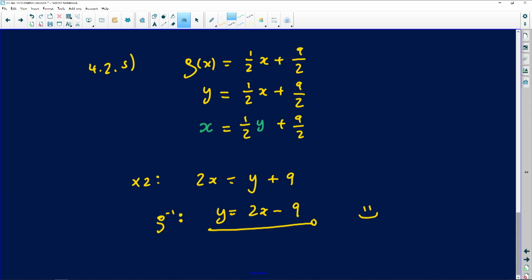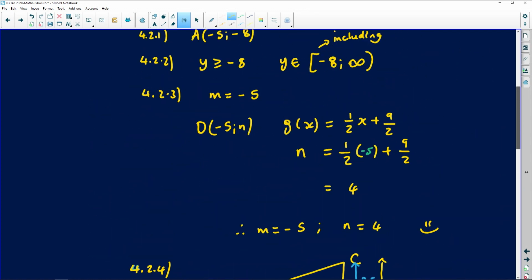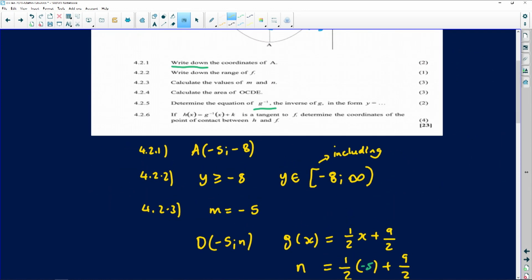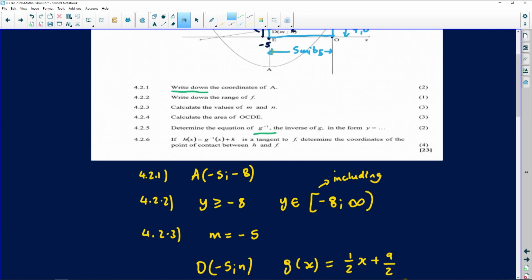The last question of these ones, they're asking us quickly to answer something very exciting here. Now, this is actually a nice question because it involves another concept which is called differential calculus, right? So it says to us, if h of x equals to the inverse plus some constant is a tangent to the graph of f, determine the coordinates of the point of contact between h and f. Now, I don't know about you grade 12s, but it is very difficult to answer something that you don't see.